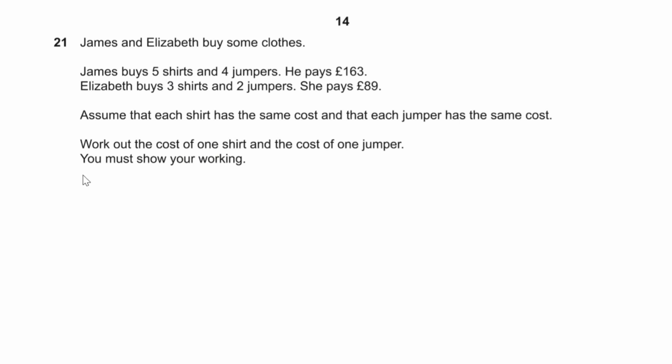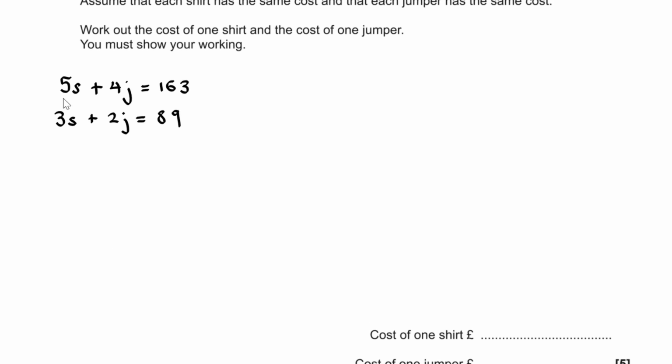Well, if we consider what James is doing, we have here 5 shirts. So we've got 5S. And then he also buys 4 jumpers. So we've got 5S plus 4J, and in total we get 163. And if we consider Elizabeth, she's buying 3 shirts and 2 jumpers, and she's paying £89. We need to find out the cost of 1 shirt and 1 jumper. Here you can see we've got 2 unknowns and 2 equations, so we'd have to solve these equations simultaneously.